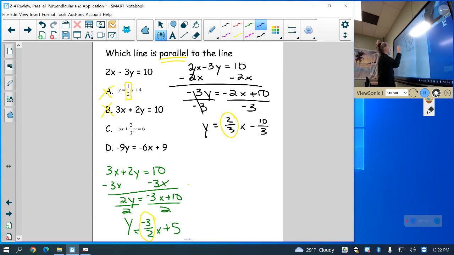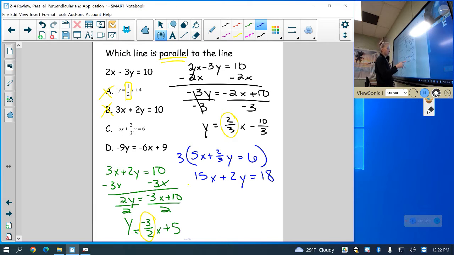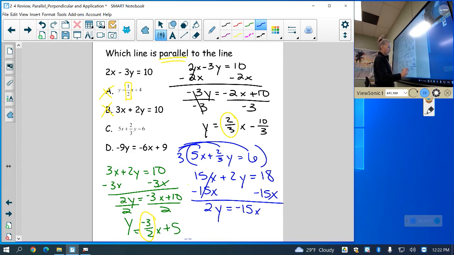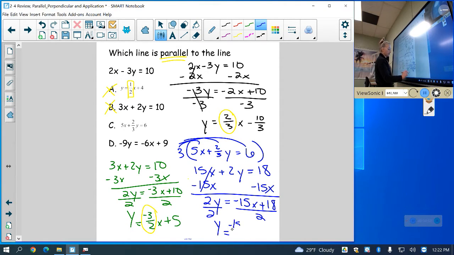So we have 5x plus 2/3 y equals 6. I'm going to get rid of the fraction so I don't have to deal with it. I'm going to multiply the whole thing by 3, which is 15x plus 2y equals 18. And now solve for y. So I'm going to subtract 15x. So I have 2y equals negative 15x, forgot to distribute that, plus 18, and then divide by 2. So I have y equals negative 15 over 2 x plus 9.